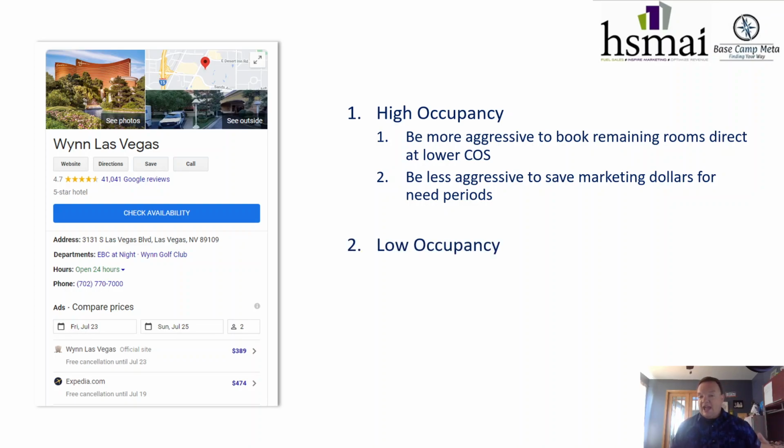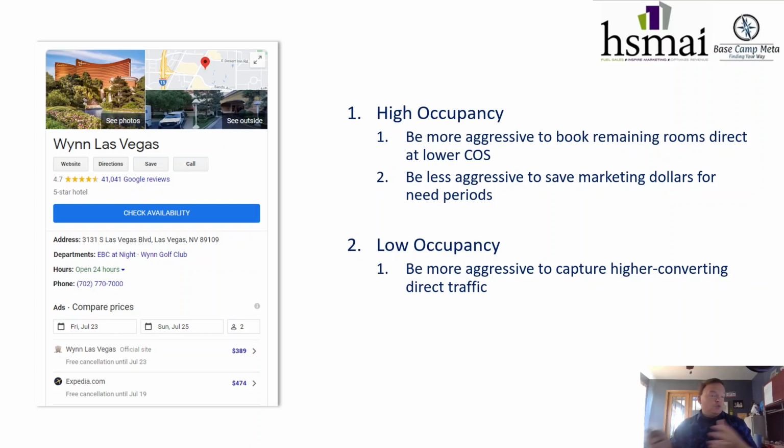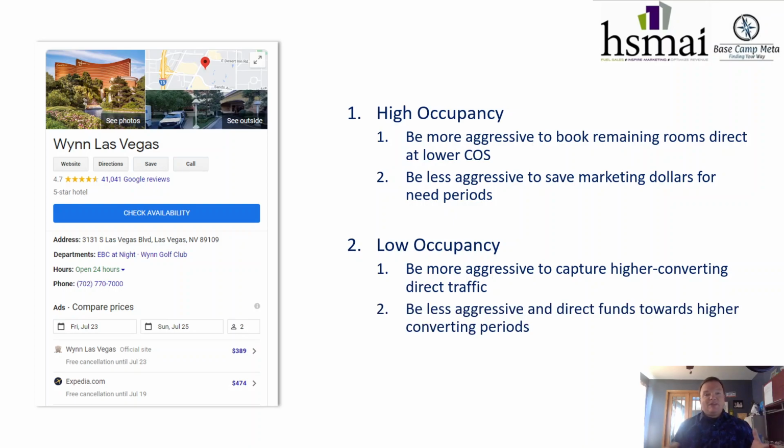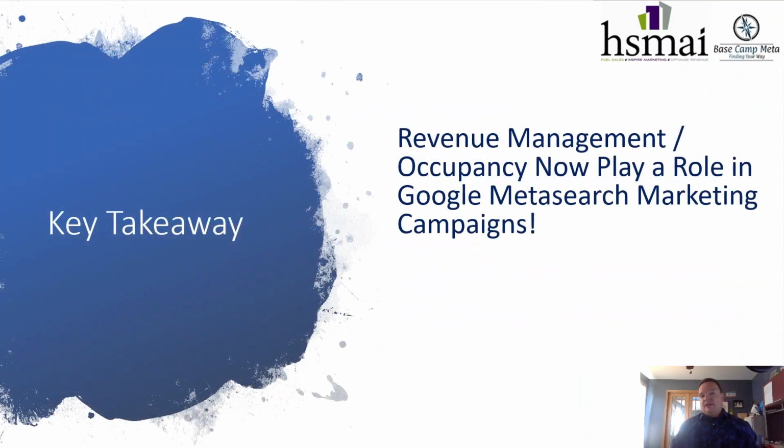Likewise, we can look at this from a low occupancy standpoint, where maybe we want to be more aggressive to capture higher converting direct traffic through metasearch. Metasearch, by the way, is low funnel direct response advertising. It converts higher than your typical search engine marketing. That's why a lot of hoteliers like to focus on that. So if I'm at low occupancy, maybe I want to be more aggressive to capture more of that. Then again, I could also say, well, maybe I want to be less aggressive and direct those funds towards the higher converting periods when people are traveling. Again, both of those are valid philosophies, and this is where we really have to start having some discussions as an industry to understand, hey, how exactly do I want to apply this to my metasearch campaign?